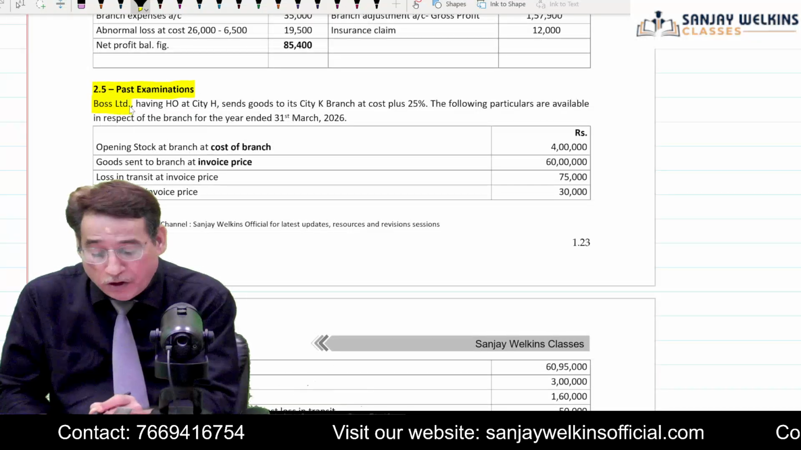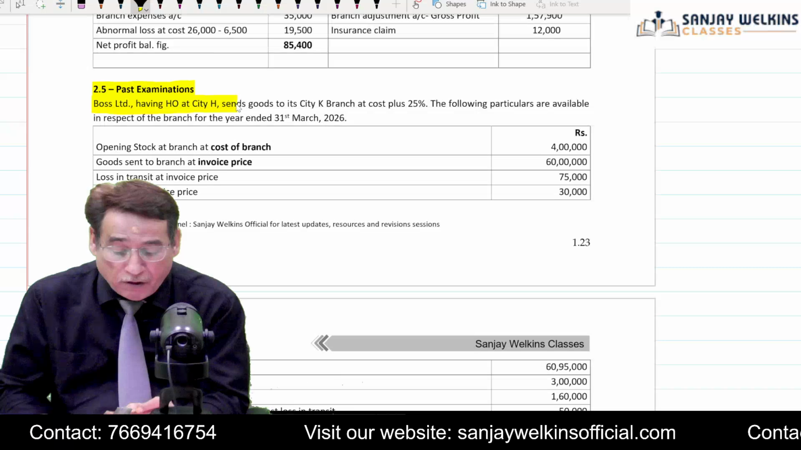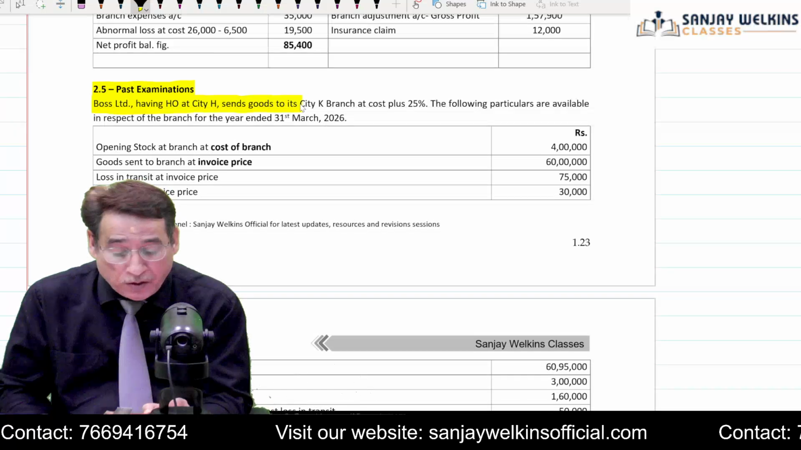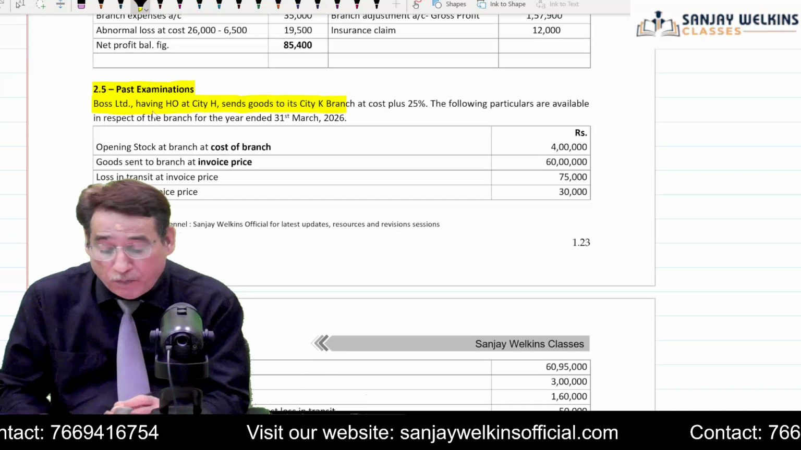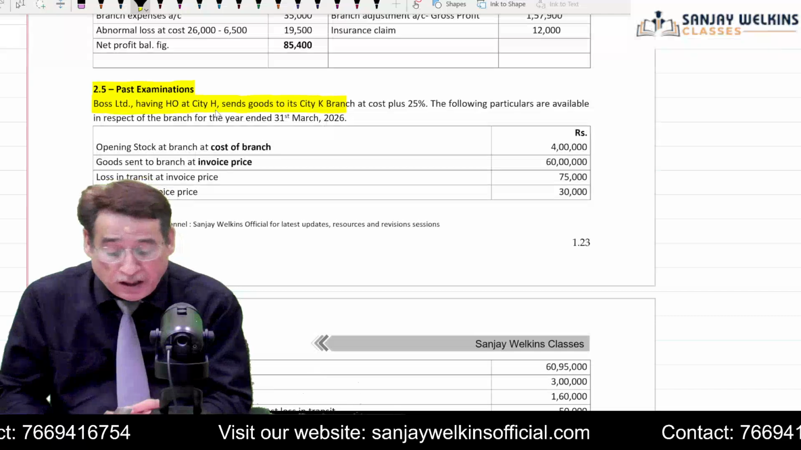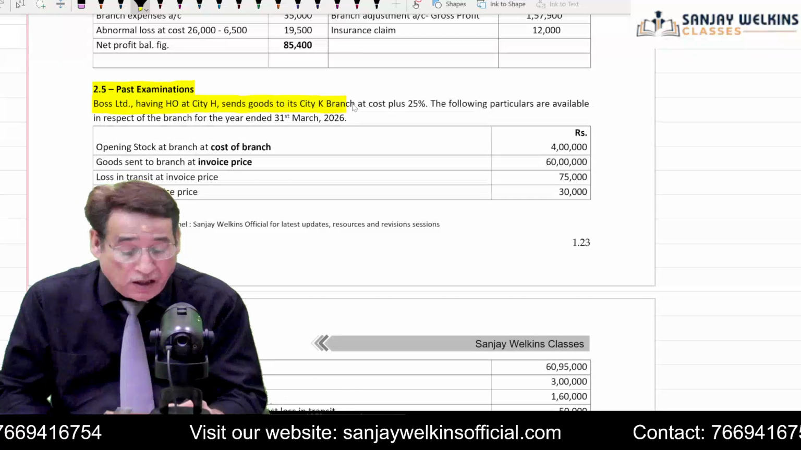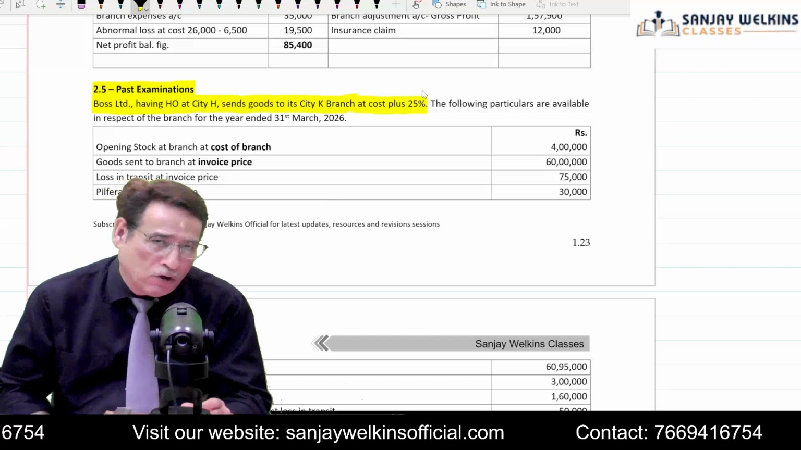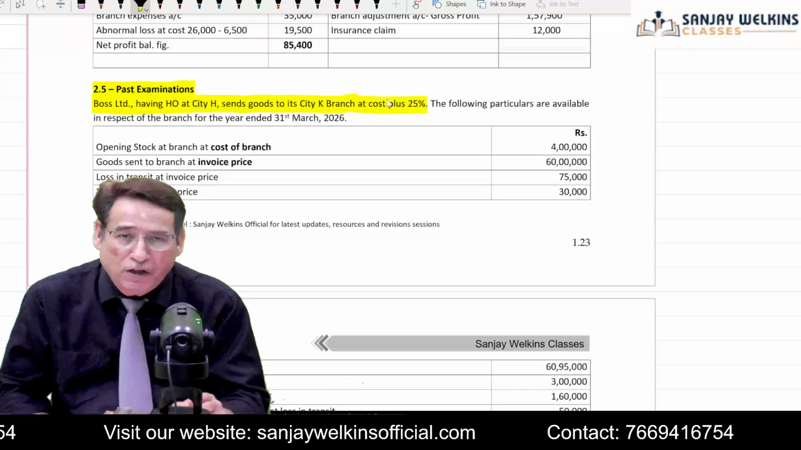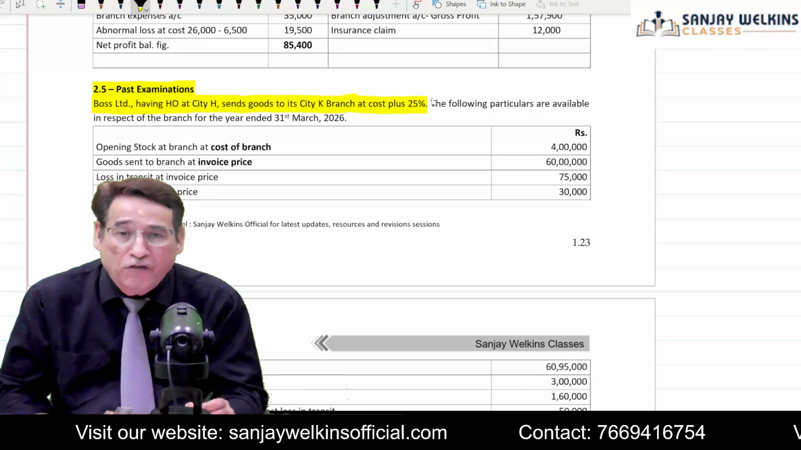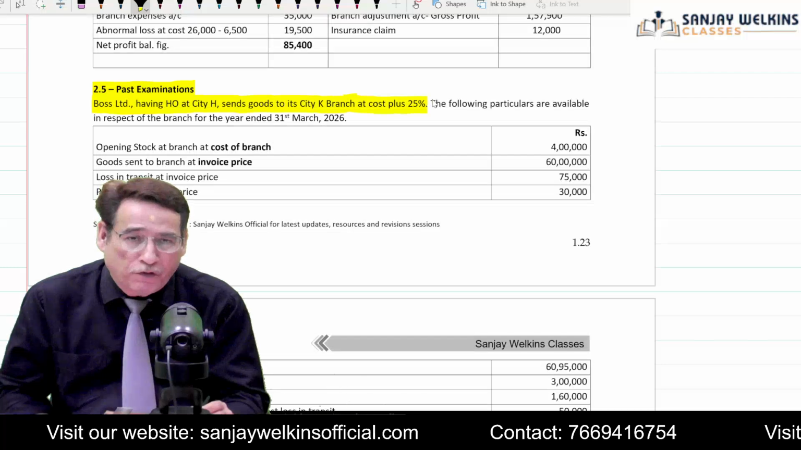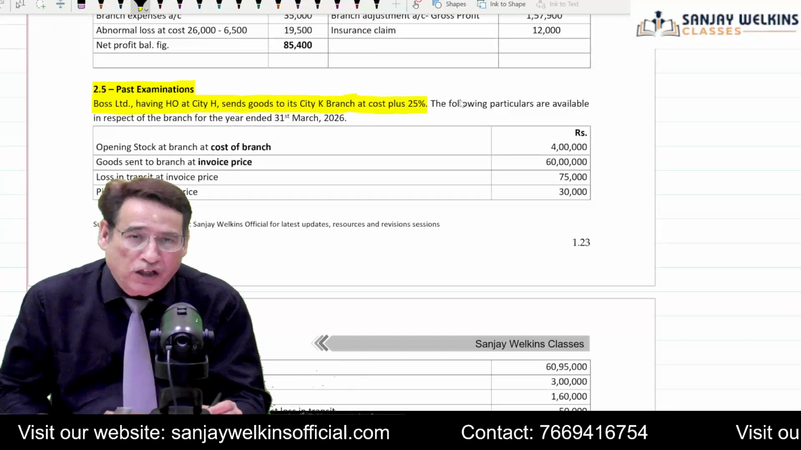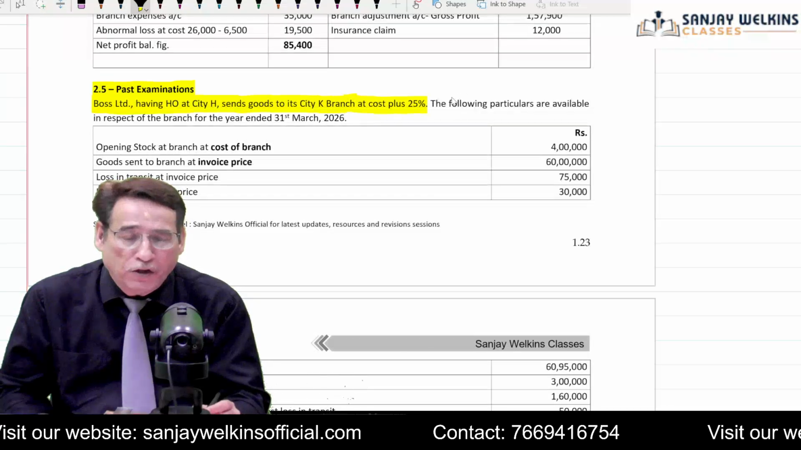Now in this particular company, Boss Limited is having a head office at City H and goods are sent to City K, where the branch is located, at cost plus 25%. So cost will be 100, margin will be 25, invoice price will be 125, and 25 by 125 will be your rate of loading on invoice price, and 25 by 100 will be your rate of loading on cost.